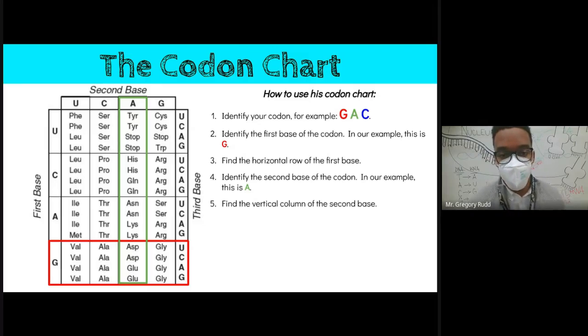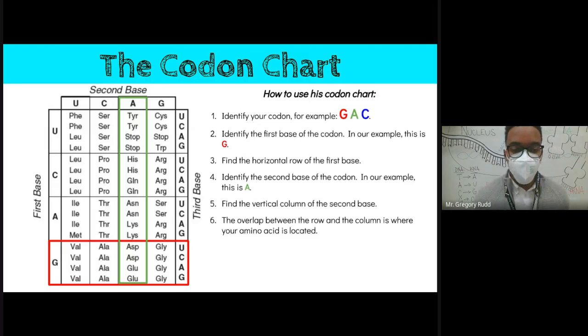I know you guys probably couldn't hear me at home. We're looking at the column for the second letter, which is A, but keep in mind, we can only look at the overlap of that red row and the green column. Everything else has already been eliminated. We can't look at, for example, PHE in the top left because that requires that U would have been the first letter. We can't look at LEU in that second column because that requires that C would have been the first letter. We know that the first letter was G. So we can only look in that G row down there.